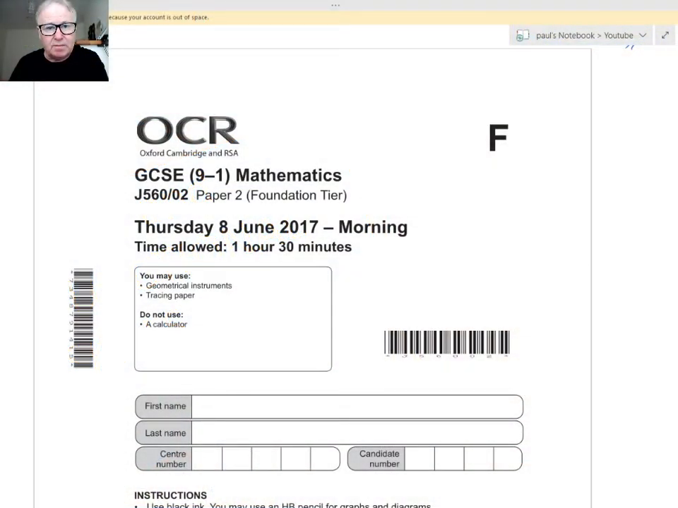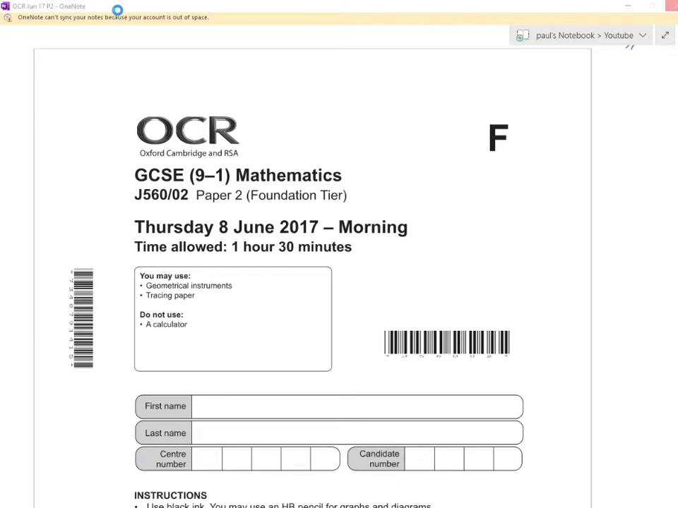Here we go. This time it's OCR and it's paper 2, but it's a calculator. Oh, do not use a calculator. It's a non-calculator paper. Okay, so this is June 17, hour and a half. No calculator. So we're going to expect some algebra.